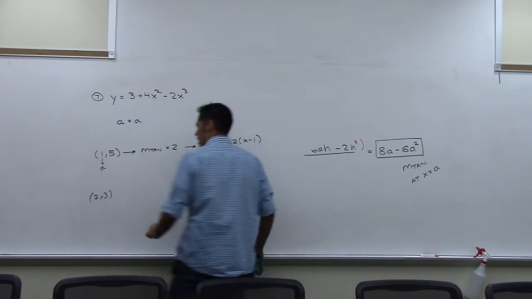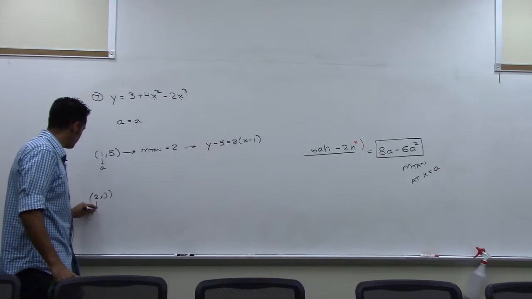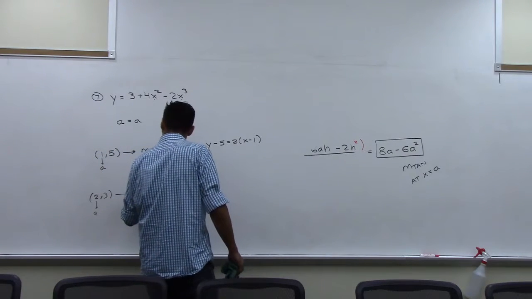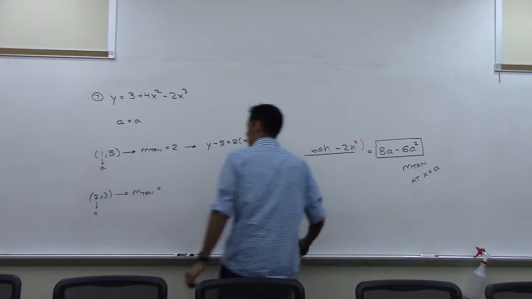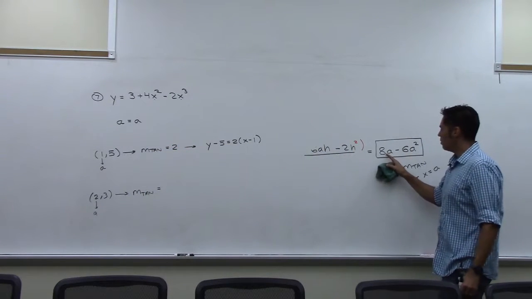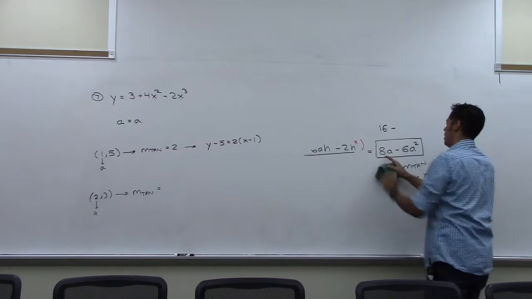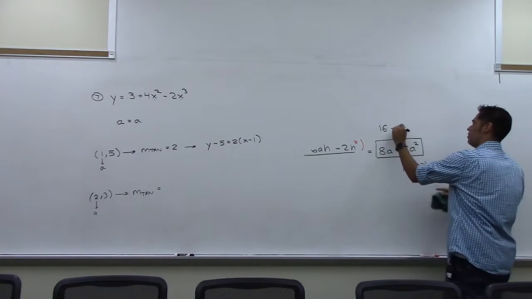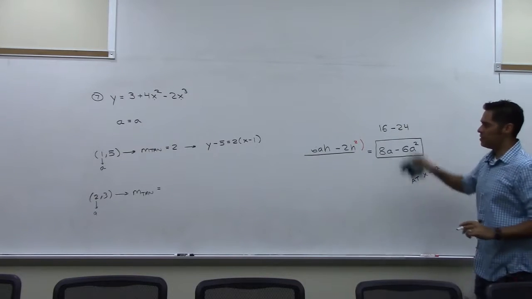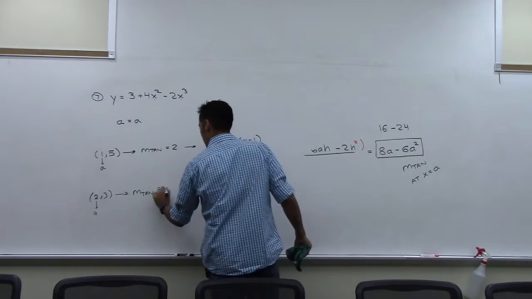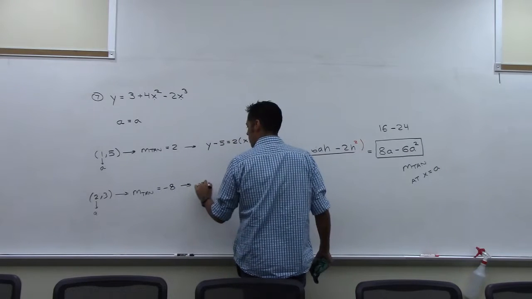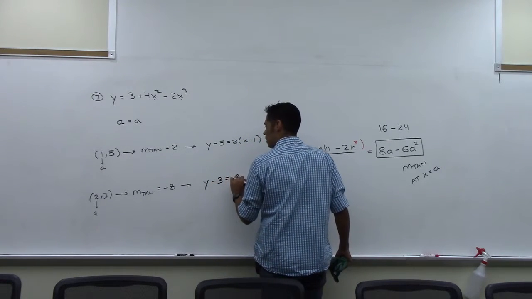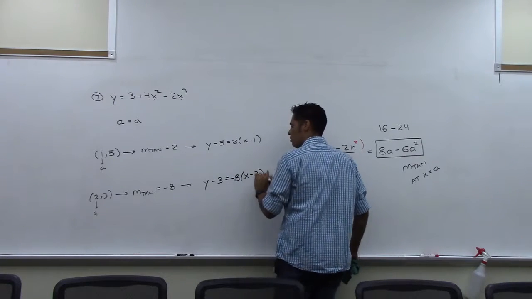And then if we want to do it again for a different point, like this one, a is 2, then we know that the slope of the tangent line is equal to, well, we just plug 2 in here. So 2 times 8 is 16, minus, let's see, 2 squared is 4. 6 times 4 is 24, so subtract 24. And that gives us negative 8. And then the equation of the tangent line is y minus 3 equals negative 8 times x minus 2.